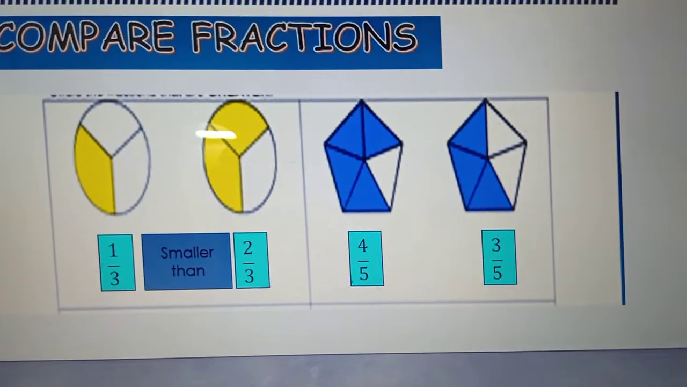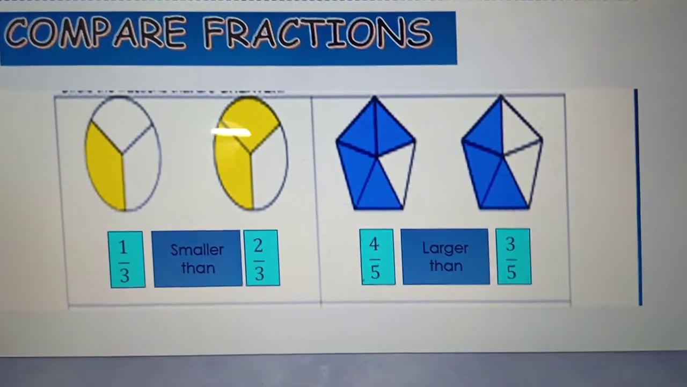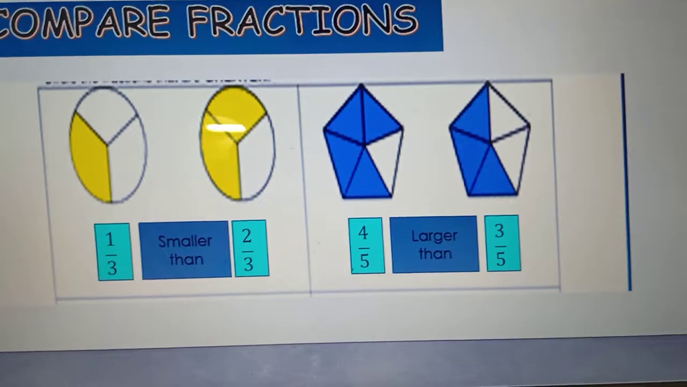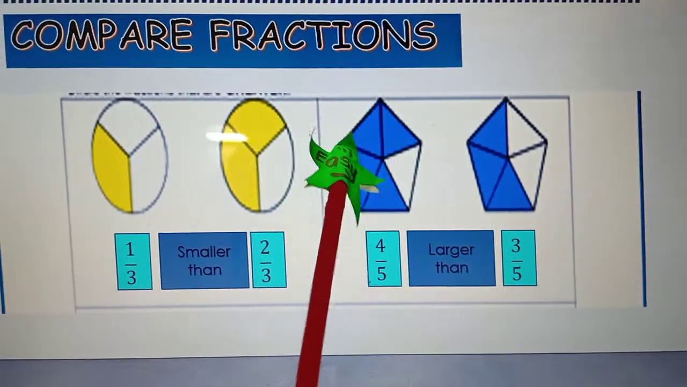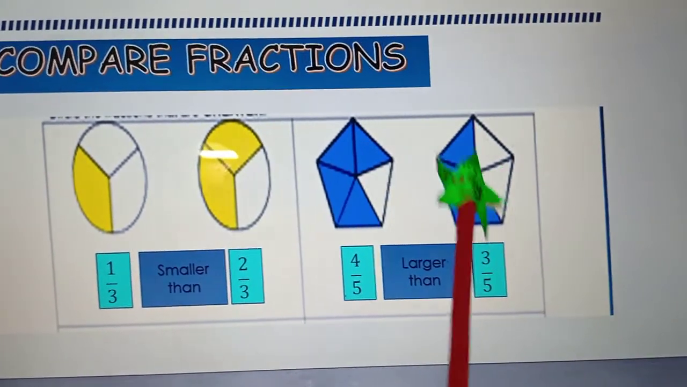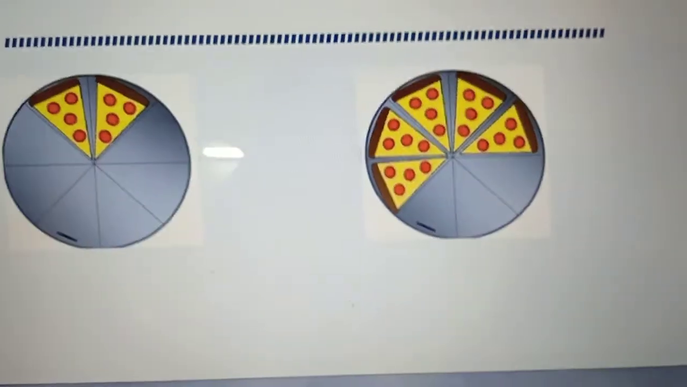Which one will be the answer? Can you answer? Tada! See? Larger than. 4/5 is larger than 3/5. If you see the diagram, you know, right? We color more parts here, we color less there. So this one is larger. Okay, we go for another example.